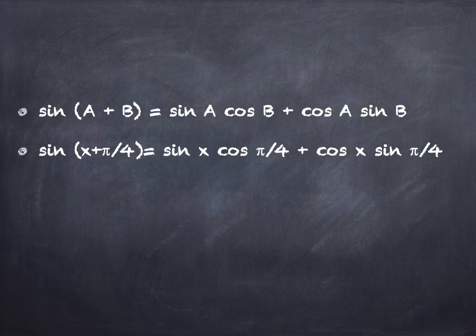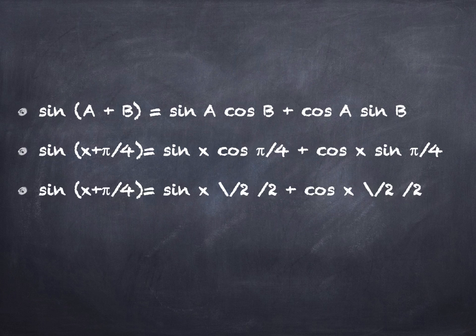The first one is an abstract type. It's in the form of sine of A plus B. In this case, it's x plus pi over 4. So sine A cosine B is sine x cosine pi over 4 plus cosine A sine B, cosine x sine pi over 4. Still don't know what x is, but we do know what pi over 4 is. That's a 45-degree angle. If you do your conversion, that's a 45-degree angle. So it's going to be 1 over the square root of 2 or square root of 2 over 2.